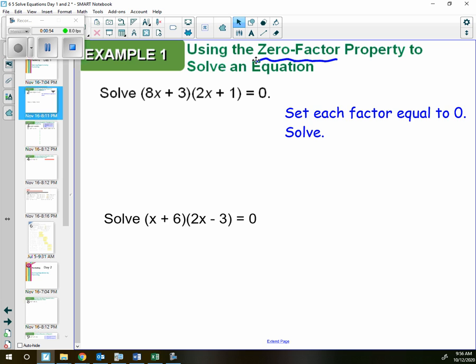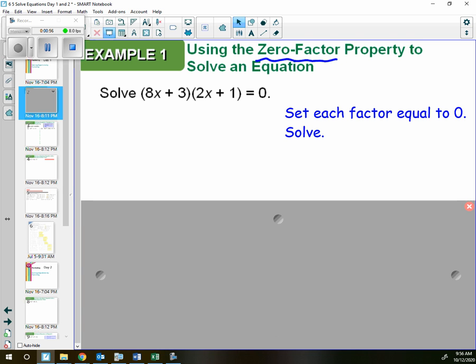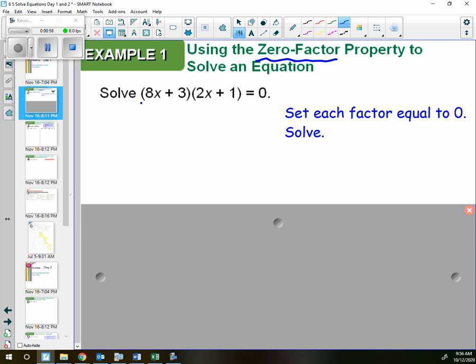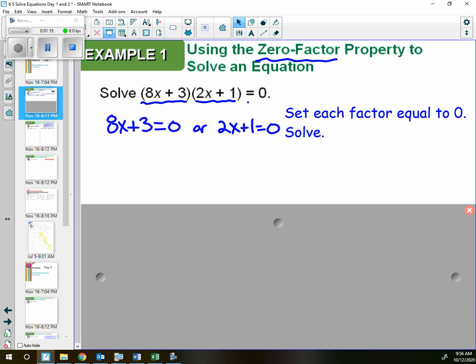Take a look at this first equation here, for example. You have two things that are multiplied together. So here's factor number 1, here's factor number 2, multiplied, and it's equal to 0. What that means is either the 8x plus 3 is equal to 0, or the 2x plus 1 is equal to 0. So we have to figure out what makes each of those equal to 0 to find out what values of x would make that statement true. So we set each factor equal to 0 and solve each one.